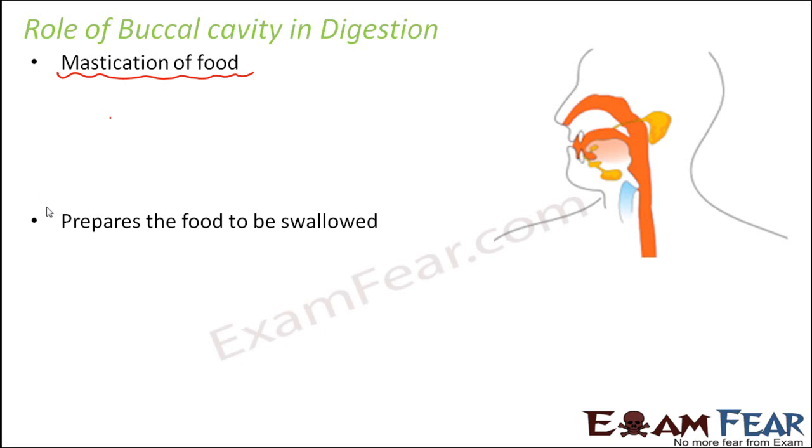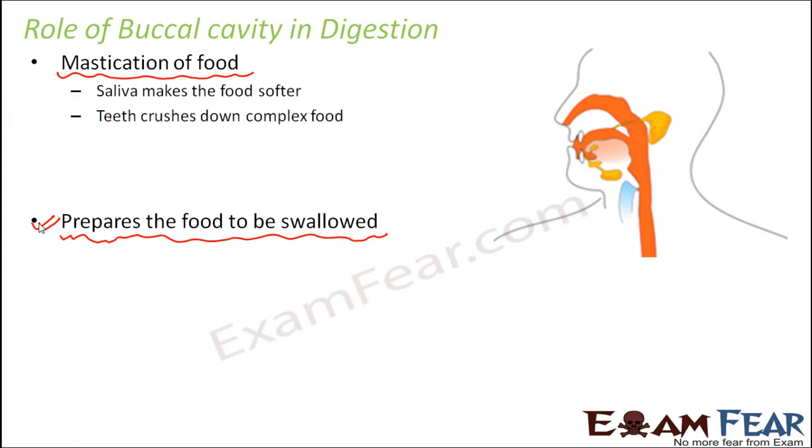The second thing which the buccal cavity as a whole does is prepare the food to be swallowed. Now, how does it prepare the food to be swallowed? Let us have a look. When I talk about mastication, saliva makes it softer and then teeth crush it down from complex to simpler forms. At least the big pieces get broken down into smaller pieces. Now, how can we make the food prepared to be swallowed? See, this is how you take in the food, right? This is your oral cavity where the breaking down and all those things are happening. Now, your job is to make it move down to the food pipe. So this is how it needs to be swallowed down.